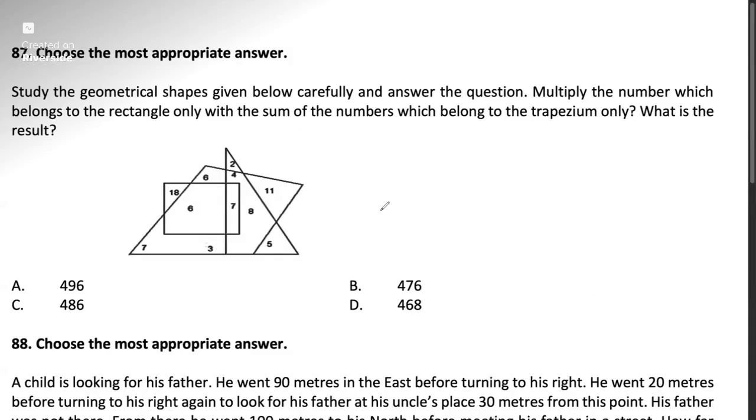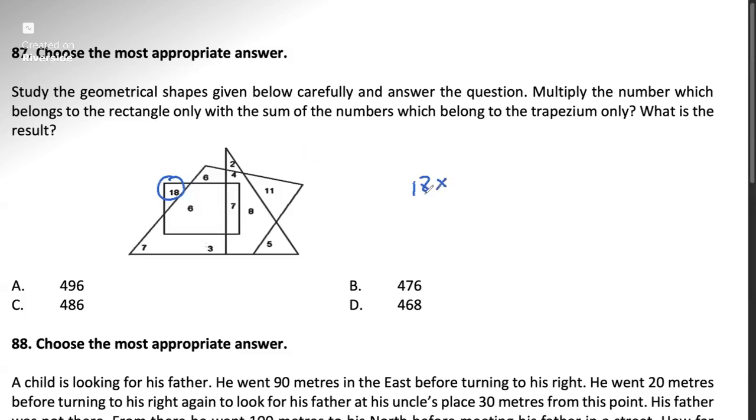Read this. Study the geometrical shapes given below carefully and answer the question. Multiply the number which belongs to the rectangle only with the sum of numbers which belong to the trapezium only. What is the result? Before moving forward, how many figures do we have over here? 3 figures, sir. One is rectangle, trapezium and triangle. Rectangle only is 18, sir.